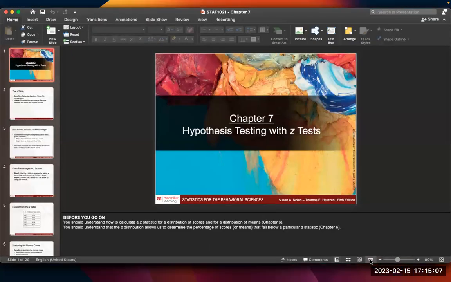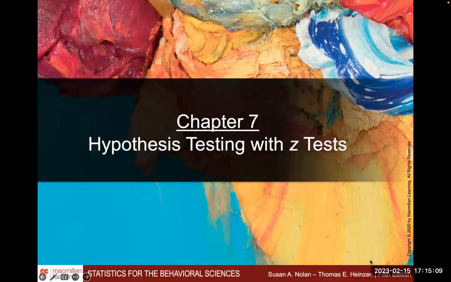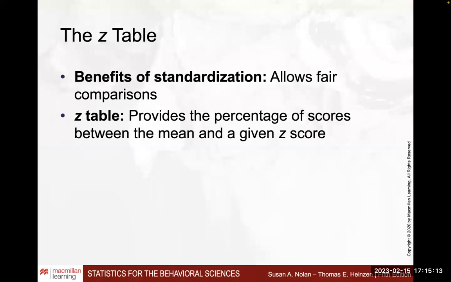Okay, so we're talking today about hypothesis testing with SAT tests. So let's recap from last time. Last time we characterized the normal distribution curve utilizing the mean and the standard deviation to define so-called SAT scores.